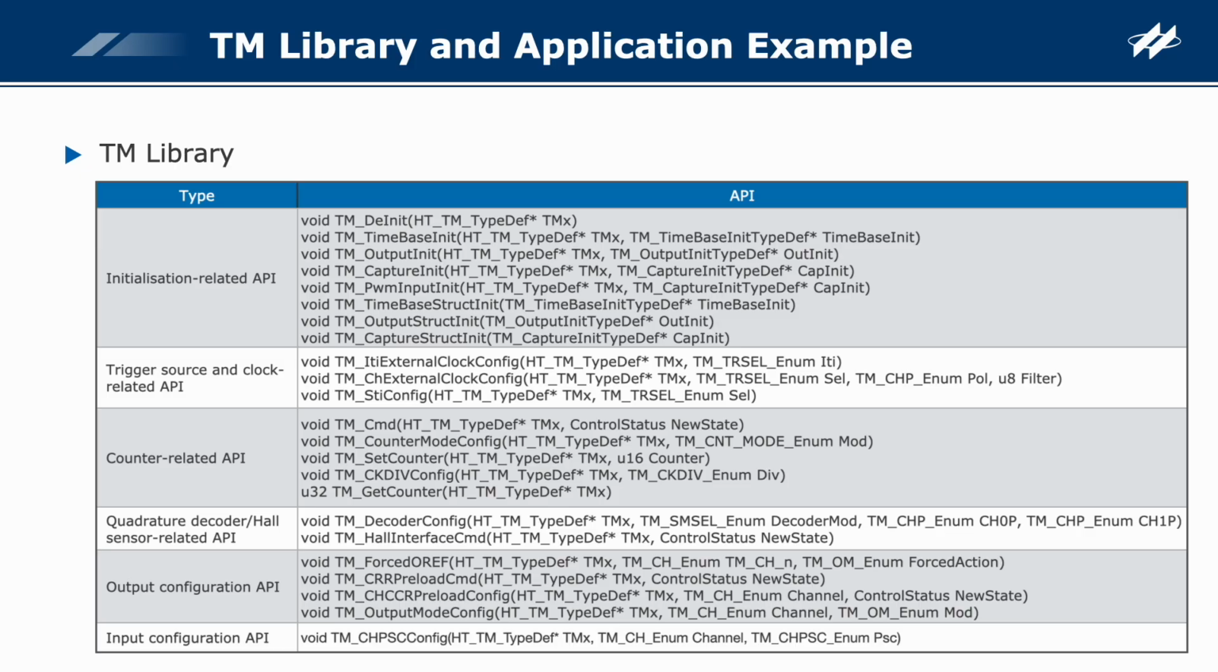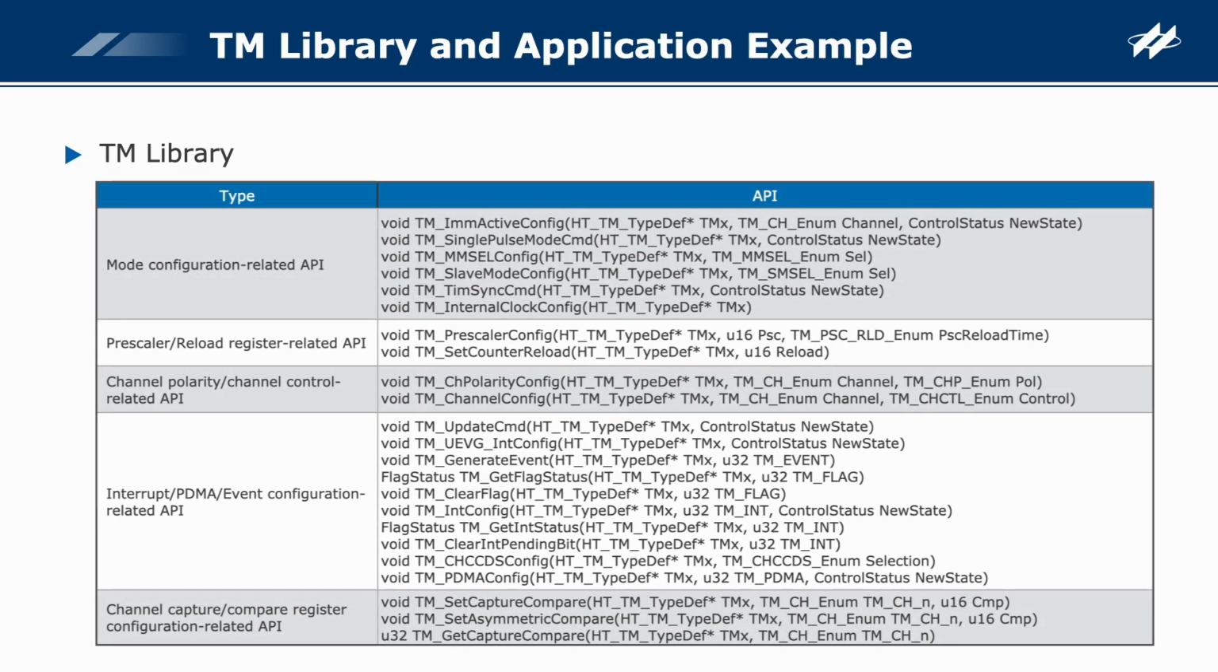The initialization-related APIs are the functions used to initialize TM content. The trigger source and clock-related APIs are the functions used to configure the timer trigger source and clock. The counter-related APIs are the functions used for timer counter operations. The quadrature decoder or Hall sensor-related APIs are the functions used to configure the quadrature decoder or Hall sensor. The output configuration APIs are the functions used to configure timer output operations. The input configuration APIs are the functions used to configure timer input operations.